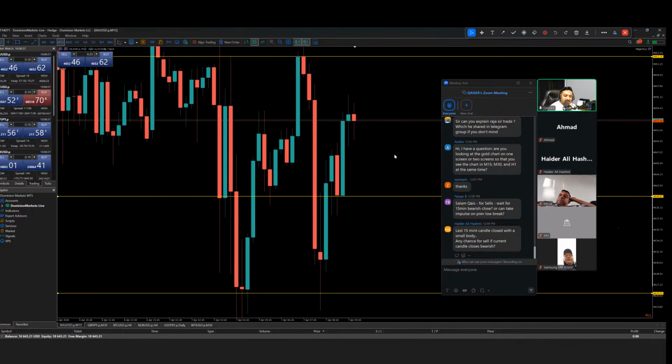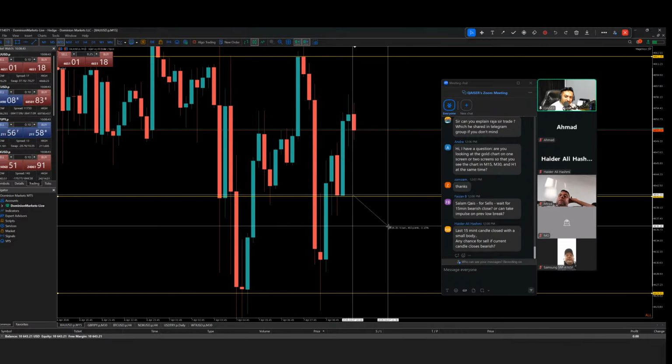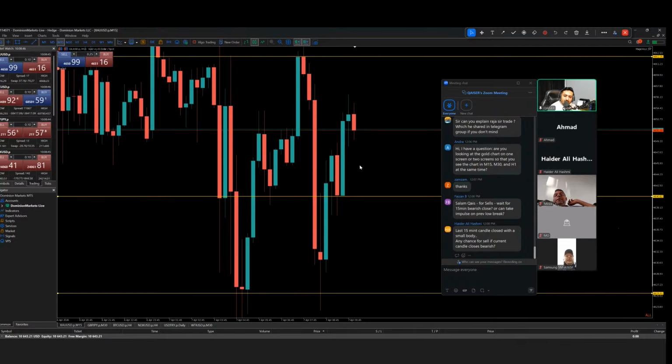Islam asks, for sells, wait for a 30-minute bearish close or can take an impulse on a previous low break. I think so. A break below this low makes sense for the sells. You want to take a sell here? Didn't you see what happened here? Even this candle closed below the previous candle low. So sells make sense if you get a candle close below this support. It means it's going to break the 30-minute low as well.